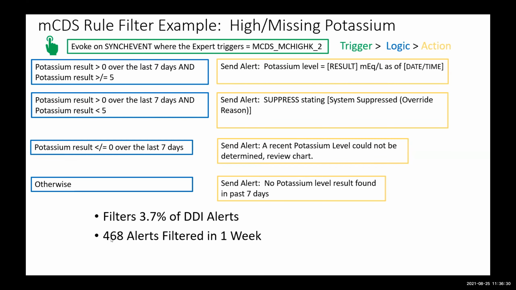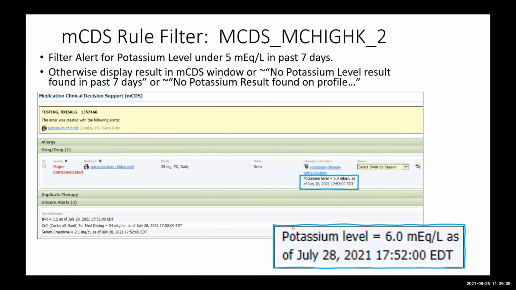And this does a good deal of filtering for us, almost 500 alerts in a week. This is an example of where it did fire because of the high potassium, and it shows that high potassium right here in the blue box. So that's very centric to this particular DDI, potassium against spironolactone.